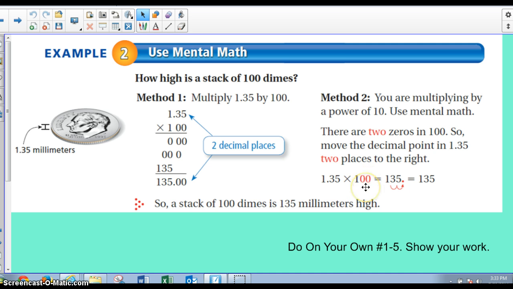Again, hundredths. Whereas in here, you have 2 decimal places. They're not asking about money, so I can drop those zeros. So my answer is a stack of 100 dimes is 135 millimeters high. Notice the label. Do the on your own and come back when you're done.